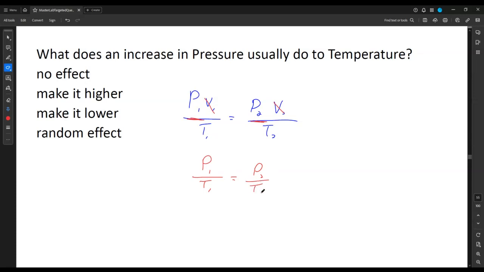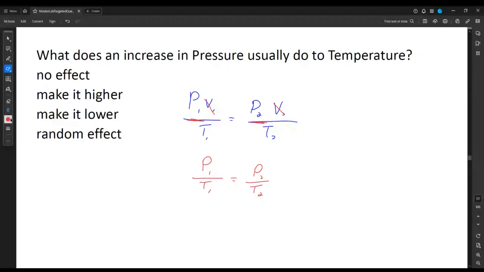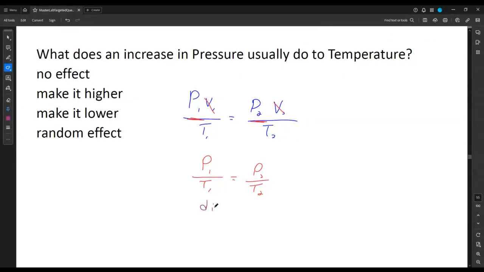Okay, so if they are stacked like this, once more, this is something that looks like a proportion, so we're going to say it's directly related or directly proportional. And then that tells us that whatever one variable does, the other one has to do the same thing in order to achieve balance. So we want to remember again, these are going to do the same.